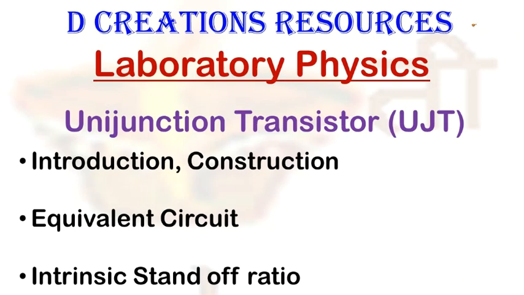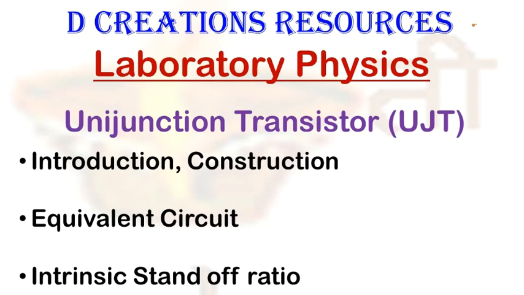It's basically a 3-terminal semiconductor device, and as you can see in the name, unijunction. Uni means one. So it has only one PN junction. Now when we say one PN junction, I'm sure you must have thought about a diode. But UJT is different from an ordinary diode. It has 3 terminals and its behavior is also very different from a diode.